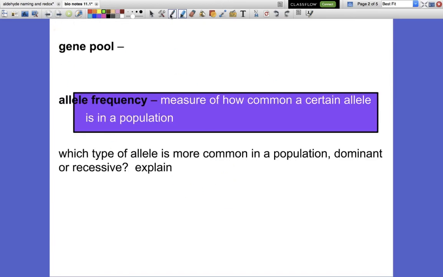When I try to answer this question, which type of allele is more common, I actually usually say neither, or it depends on the situation. And in order to answer this appropriately on a test, you're going to have to use an example. You're going to have to use more than one example. An example we could use that we talked about before is in human blood types.